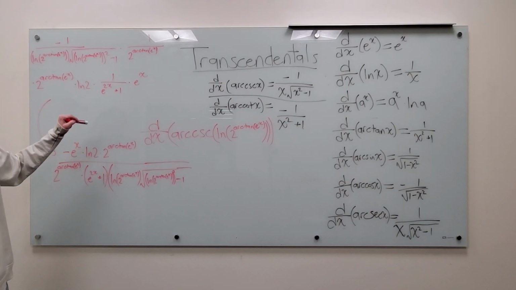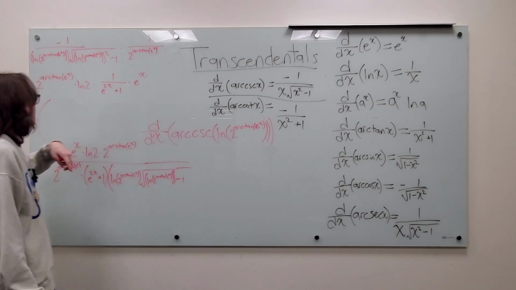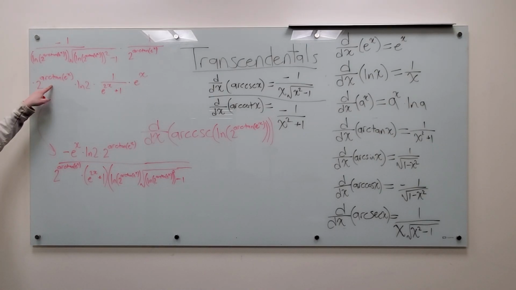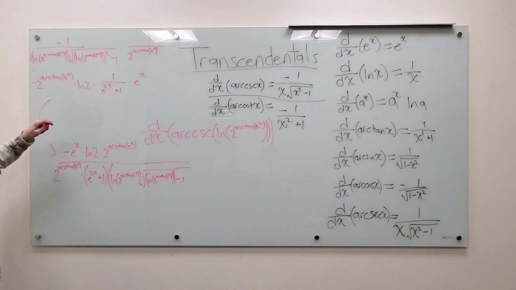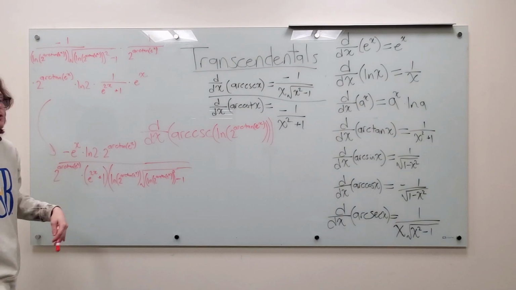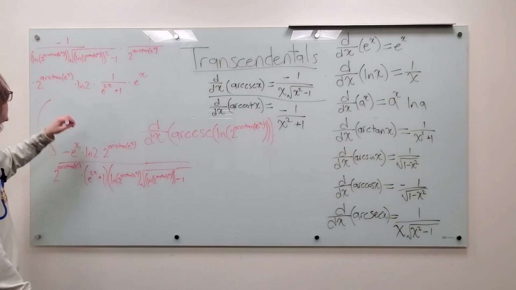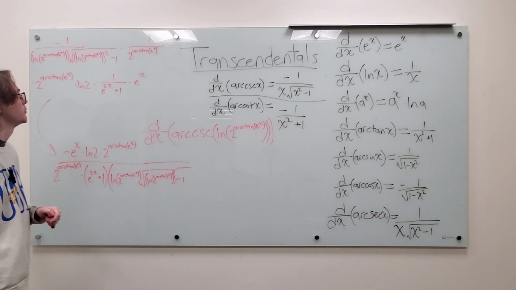So 1 over 2 to the arctangent of e to the x times the derivative of this inside term, which is going to be itself, 2 to the arctangent e to the x times the natural log of 2, times the derivative of this inside term. The derivative of arctangent of x is 1 over x squared plus 1, or 1 over u squared plus 1. So we've got 1 over e to the x squared, or e to the 2x plus 1, times the derivative of this last inside term, e to the x, which is, of course, itself.